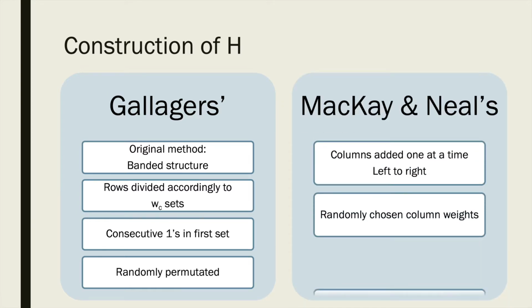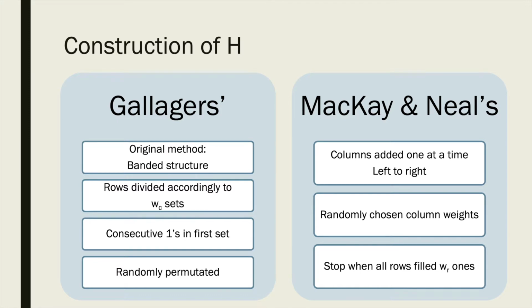Another method of LDPC parity check matrix construction is named after MacKay and Neal. In this method, columns of H are added one at a time, straight from left to right. This process will not stop until all the rows are filled. The weight of columns is chosen randomly in order to maintain a certain bit distribution.